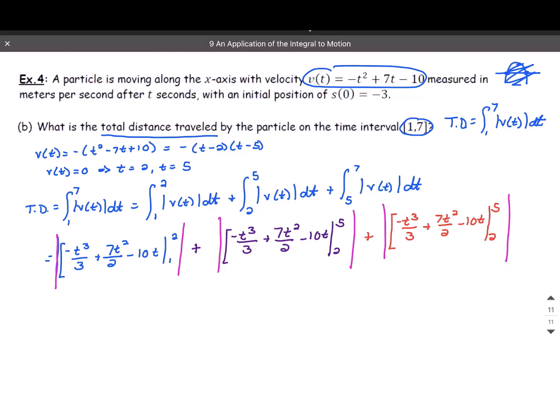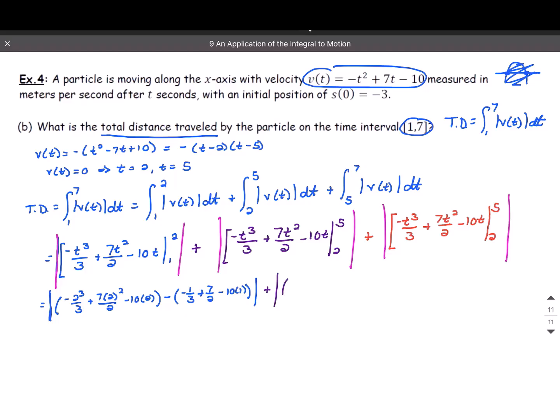I will be honest, the arithmetic is absolutely ridiculous, okay? So I'm going to let you go to your calculators right now, plug those numbers in. Remember, you're going to substitute in the 2 first. So you're going to have the absolute value of negative 2 cubed over 3 plus 7 times 2 squared over 2 minus 10 times 2, close it, minus, open, plug in the 1, negative 1/3 plus 7 over 2 minus 10 times 1, close it, absolute value closed, plus absolute value open.